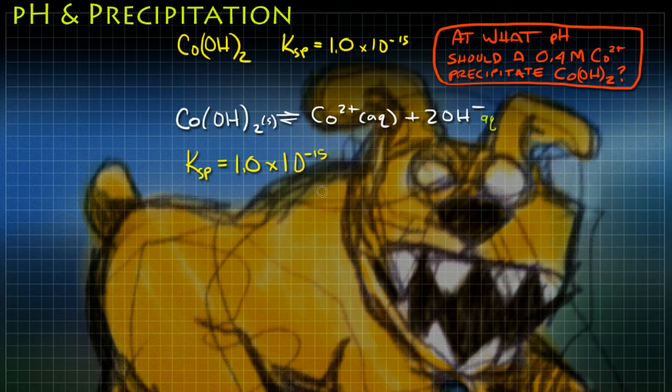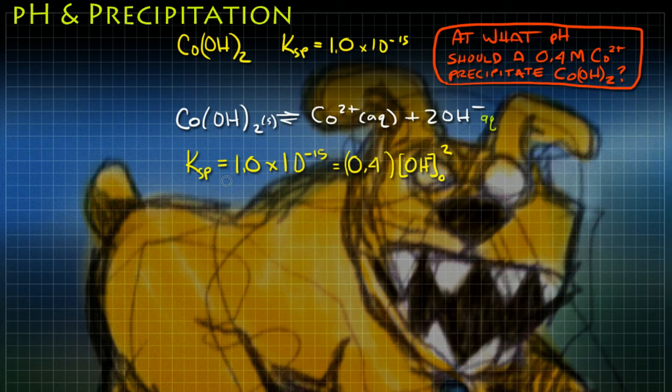1.0 times 10 to the negative 15th power, and that is going to be equal to, well, I said it was 0.4 molar cobalt 2 plus ions. You see the coefficient in this equation is 1, so it's just going to be this concentration times the concentration of hydroxide ions. We don't know what they were, but we know that there's a 2 here, so that means we raise this to the second power. We're solving for the absolute concentration of this, so we don't really need to put a 2 in front right now.